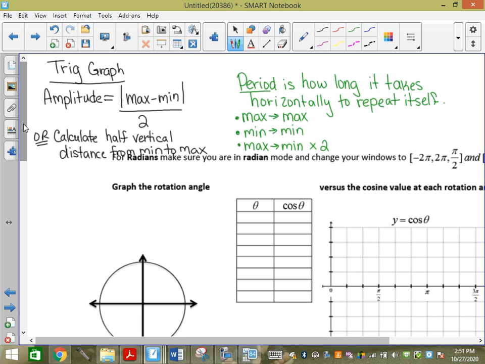So max to max, a min to a min, max to a min. If from a max to a max is a full period, then a max to a min would be half of it, right? So I'd have to find the distance from max to min, and then I'd have to take that answer and times it by 2 to get the period.